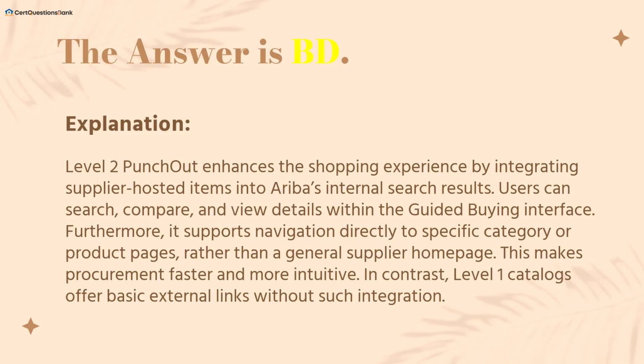Level 2 Punchout enhances the shopping experience by integrating supplier-hosted items into Ariba's internal search results. Users can search, compare, and view details within the guided buying interface. Furthermore, it supports navigation directly to specific category or product pages, rather than a general supplier homepage. This makes procurement faster and more intuitive. In contrast, Level 1 catalogs offer basic external links without such integration.